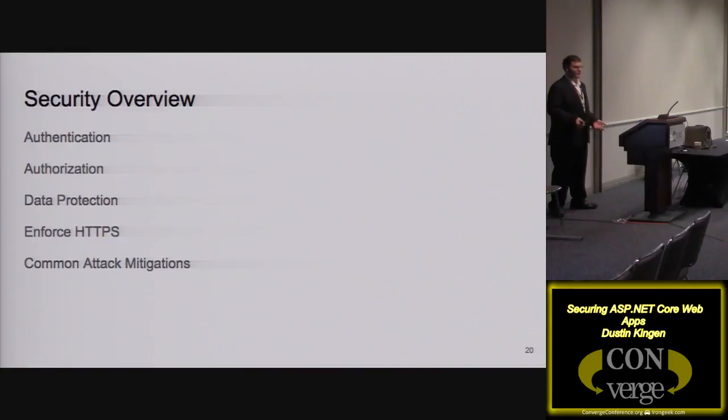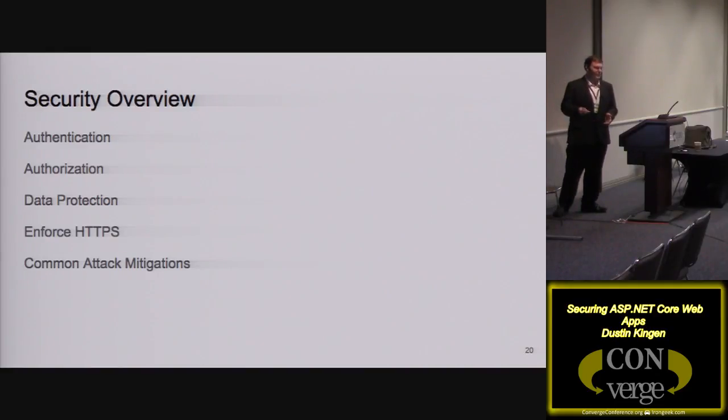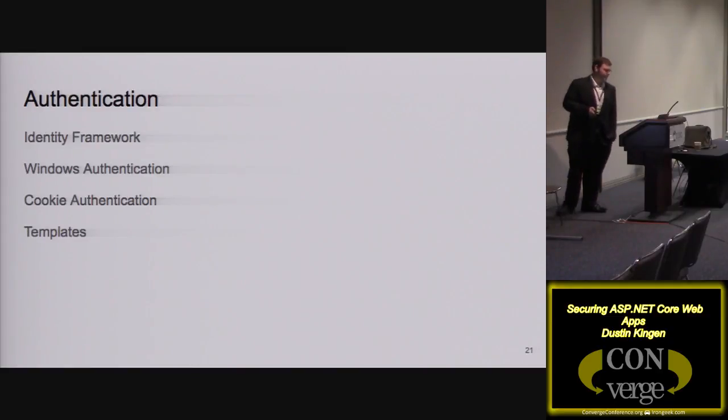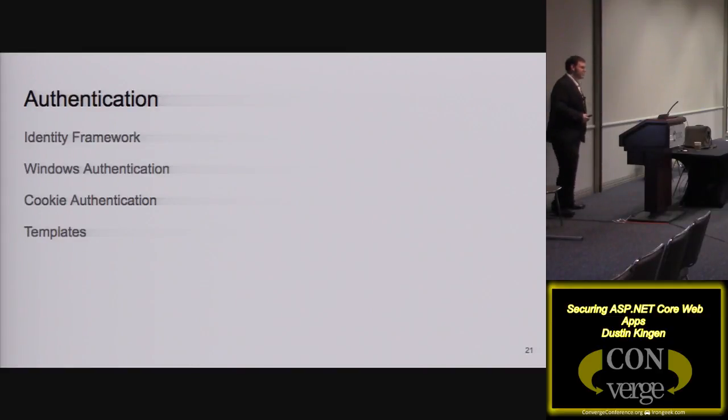Next thing we're going to take a look at is, in recent times, enforcing HTTPS. We have Let's Encrypt nowadays. You should be running HTTPS on your applications. And then we're going to go over some other common attacks and how we mitigate them. So authentication. ASP.NET Core comes with a long legacy behind it. And now we have an identity framework.